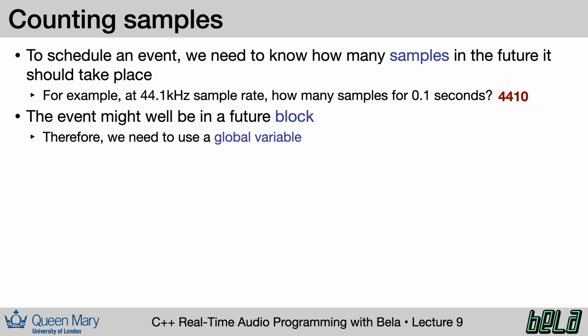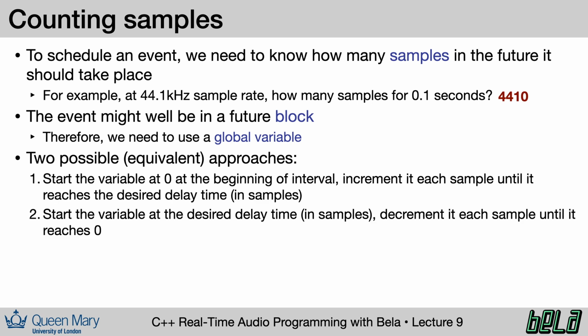Now, it's very likely that many of these future events will actually happen in a future block. Therefore, we're likely to need to use global variables so that we remember what needs to happen in future calls of render. There's basically two approaches to using a global variable to keep track of the timing.